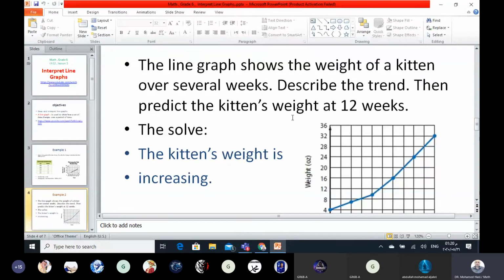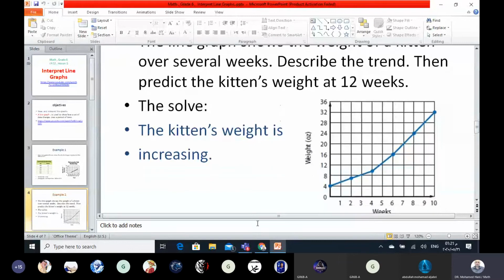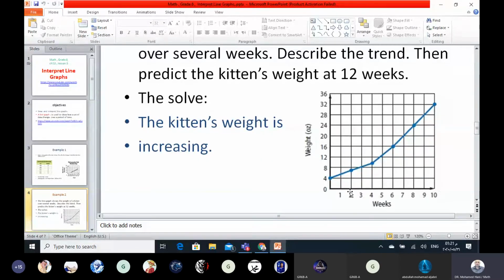The x-axis here, as you see, represents the weeks, and the y-axis represents the weight in ounces. Now I want to learn what is the relationship between the week and weight. Here we have 4 on the y-axis. We don't have a value on the x-axis here, means no weeks. So the first weight will be 4. Then in week 2, the weight will be 7. In week 4, the weight will be 10.